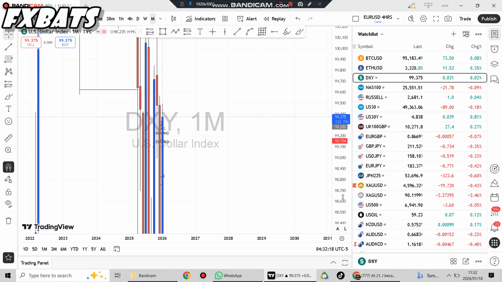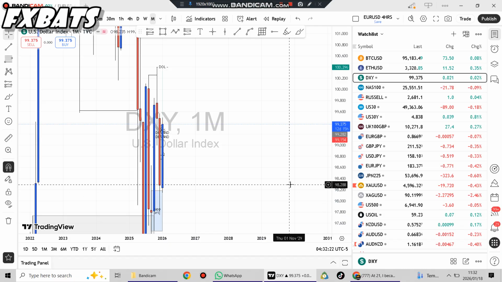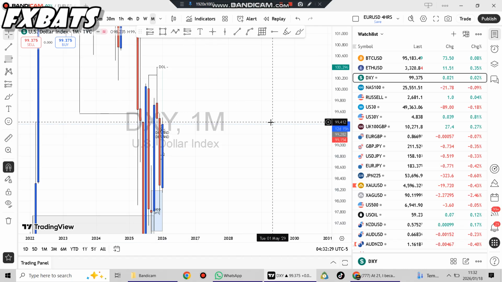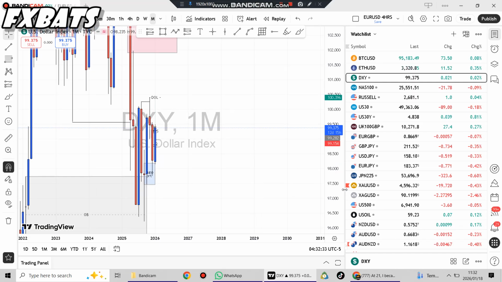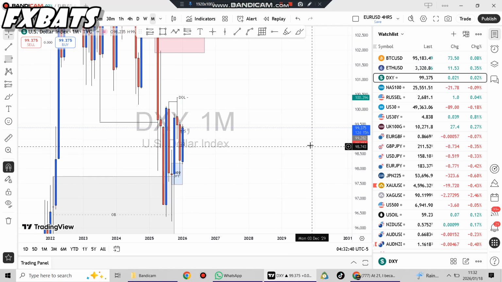I'm here to look at the possible setups we might be having during the course of the coming week. So monthly, I normally start on monthly. When I'm doing my top to down analysis, I basically start on my highest time frame, which is monthly. Then I go lower from monthly, weekly, daily, H4 and H1.